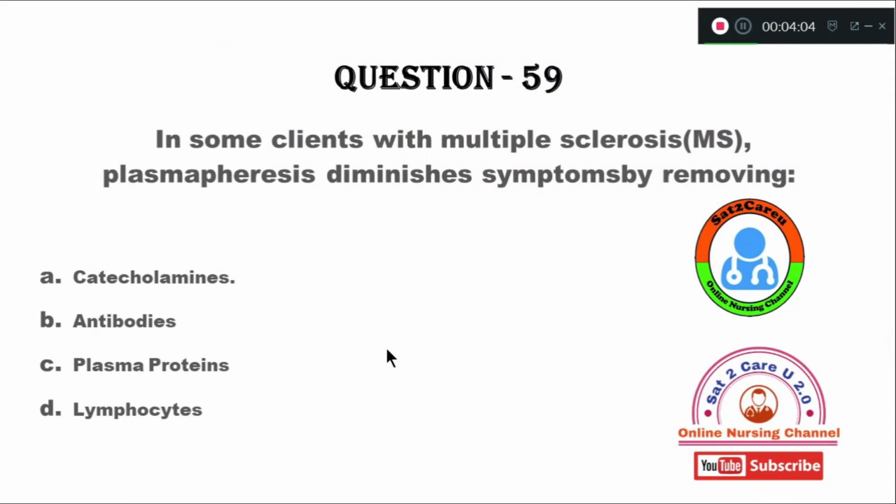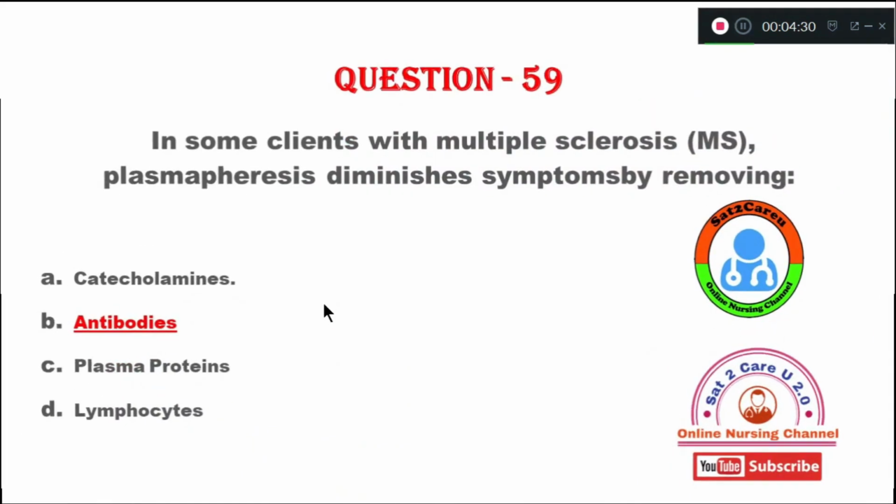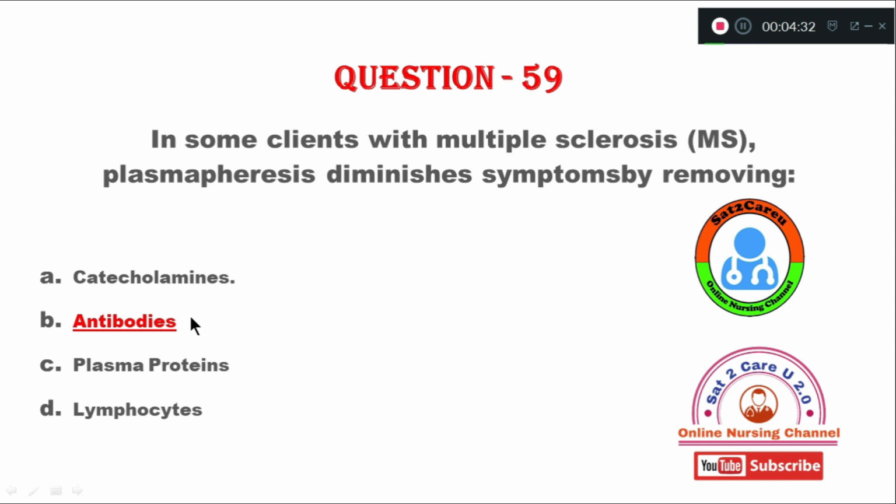Question number 59. In some clients with multiple sclerosis, plasmapheresis diminishes symptoms by removing option A, catecholamine, B, antibodies, C, plasma protein, D, lymphocyte. The plasmapheresis procedure removes which of the following substance in multiple sclerosis so that the symptoms decrease? The right answer is antibodies are removed by the procedure called plasmapheresis.